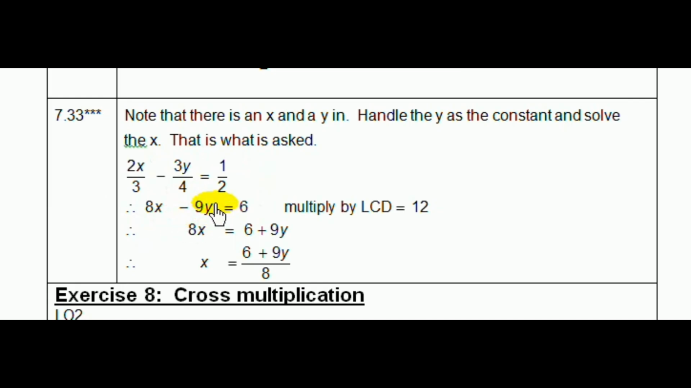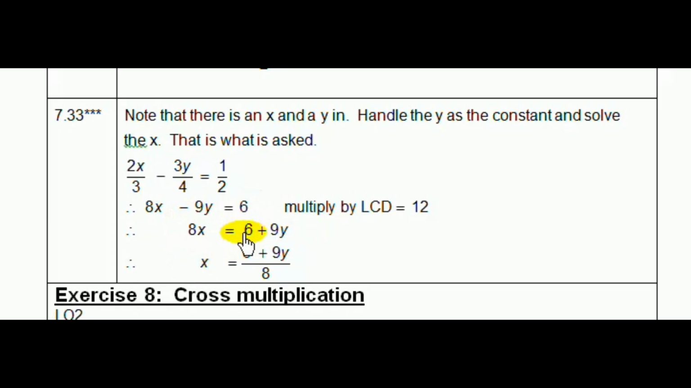So get rid of the minus 9y by adding it both sides. If you add 9y there, then the 8x is the only one left there, and the adding of 9y will be at the other end. Now get rid of the 8. You divide by 8 to get to that 1x.